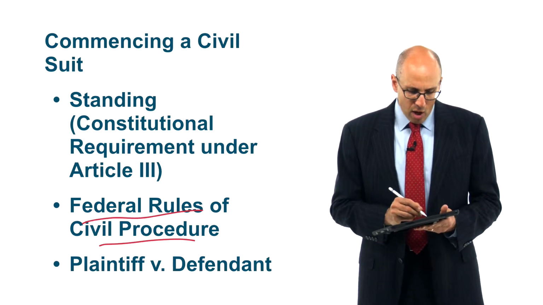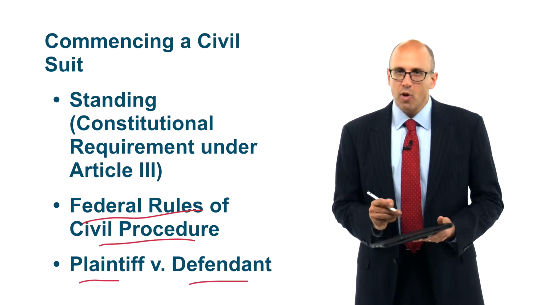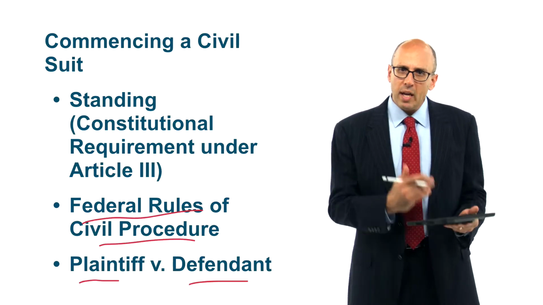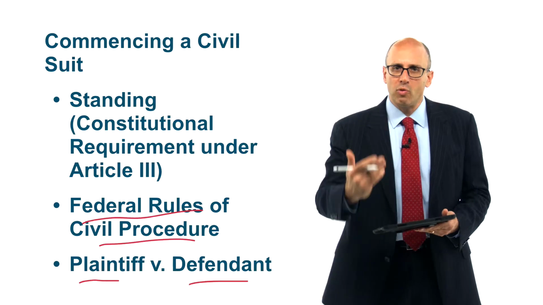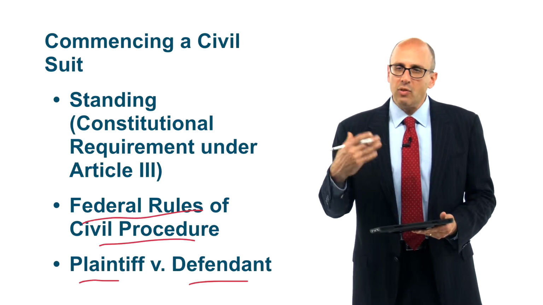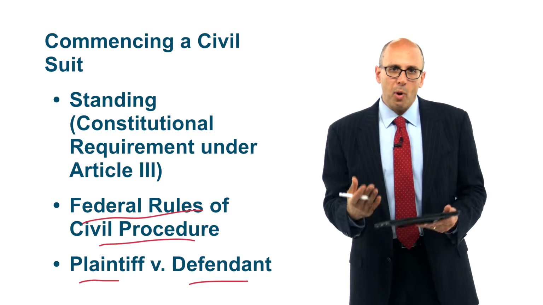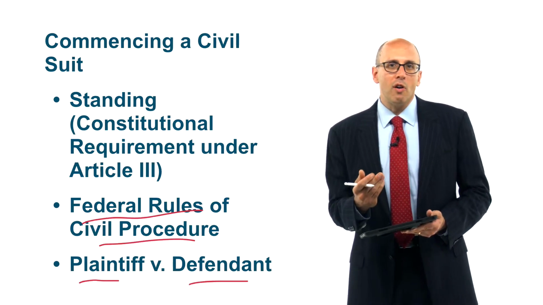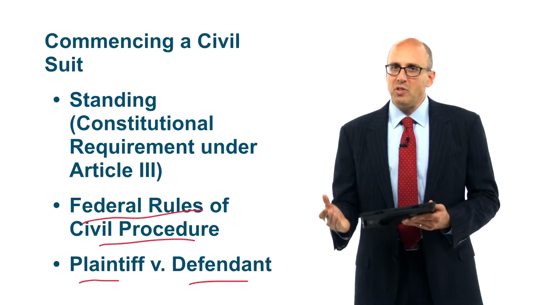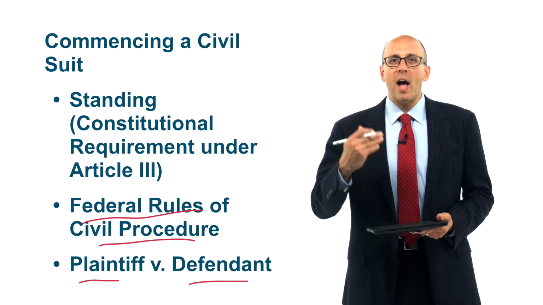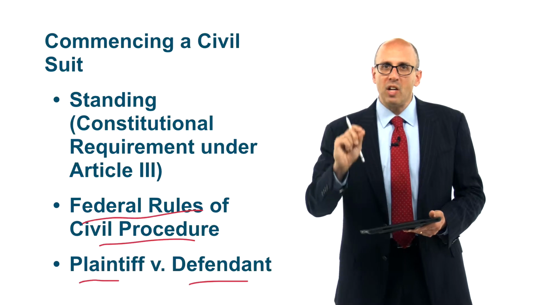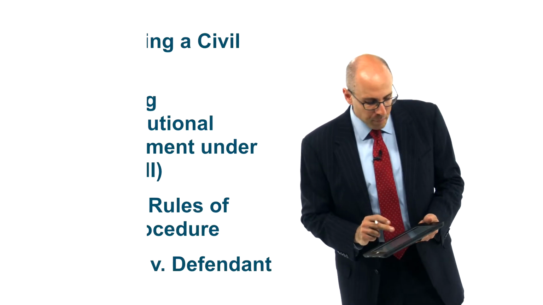And I mentioned in the last unit, we refer to a plaintiff and a defendant in a civil suit. The plaintiff is the person who says, I was wronged. The defendant is the other party that supposedly was the wrongdoer. And the plaintiff has the burden of proving that the defendant did the thing that was wrong by a preponderance of the evidence in a civil case, 51%, more likely than not.